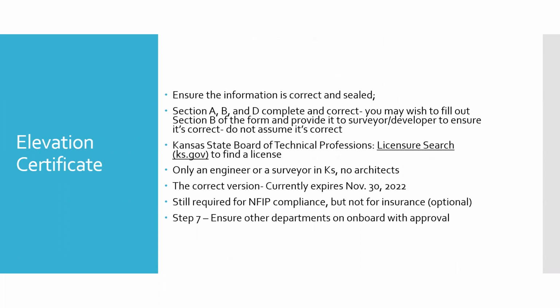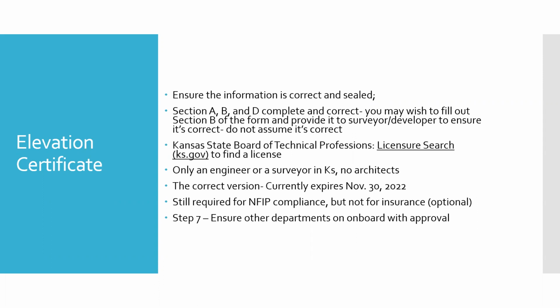And so again, we want to check that in the elevation certificate, make sure everything is correct, that they have sealed it with their signature and their stamp. A lot of communities will just fill out section B of the form for the surveyor or developer. That's the map section, or just give them that information and they'll fill it out, and that just kind of avoids any mistakes. So the Kansas State Board of Technical Professions, that's where you can search someone's license just to make sure that they are properly licensed. And only an engineer or a surveyor can fill out and certify elevation certificates in Kansas. Architects cannot, which is different in other states. So that's something to be aware of.